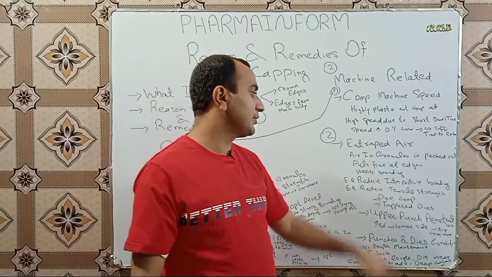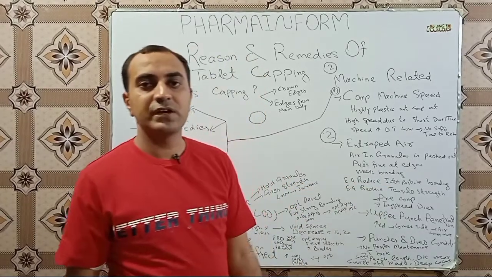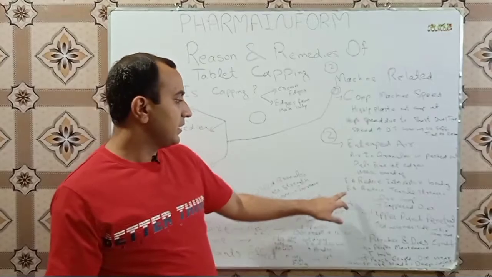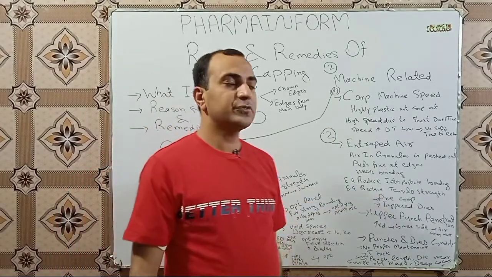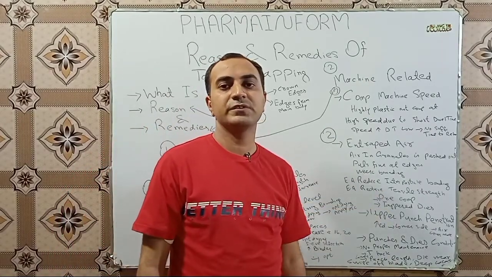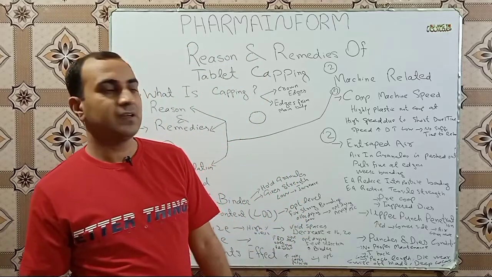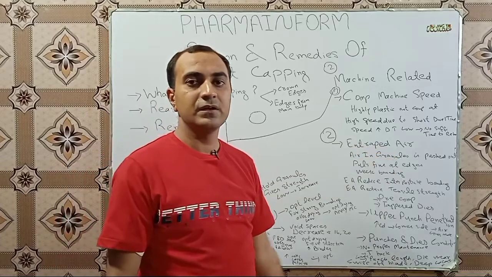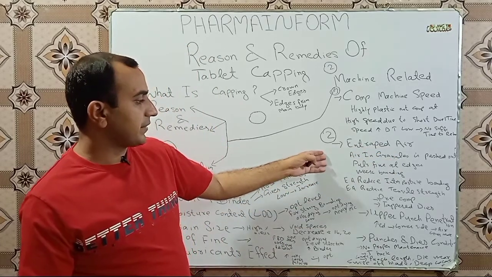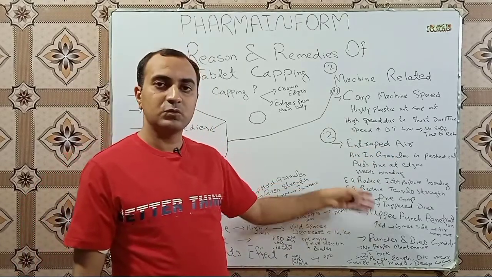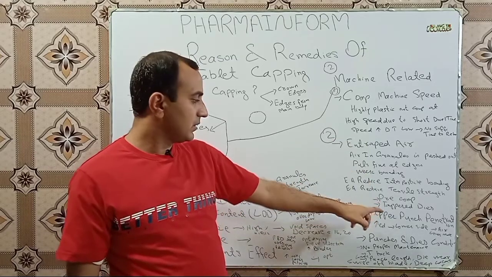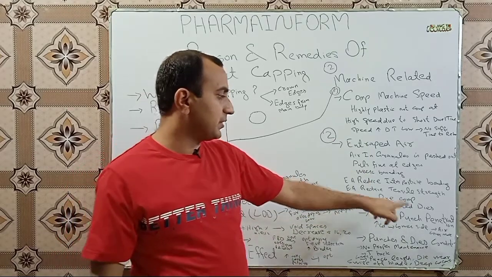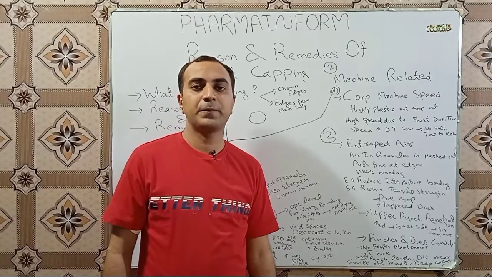Entrapped air reduces interparticle bonding, which may also result in tablet capping. Entrapped air also reduces tensile strength, which may also result in tablet capping. So how can we overcome entrapped air? To overcome the entrapped air, we have two mechanisms. One is pre-compression and the other is taper dies.